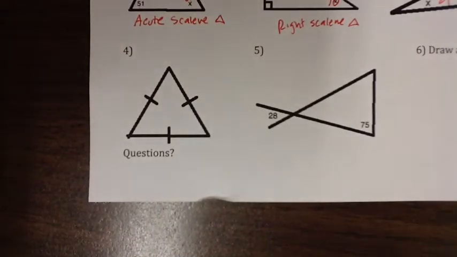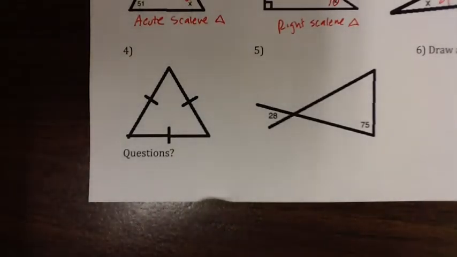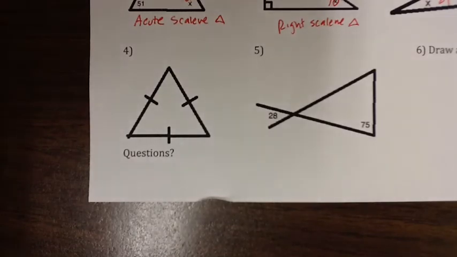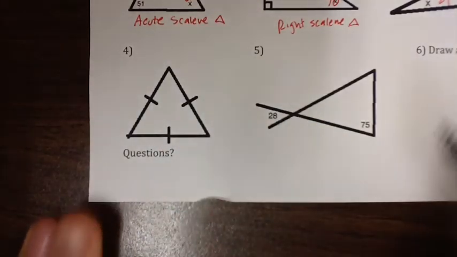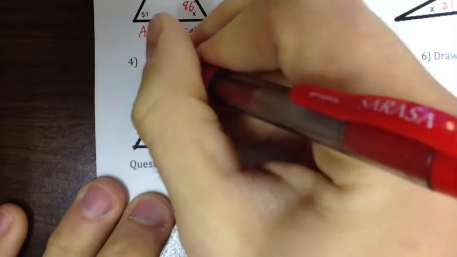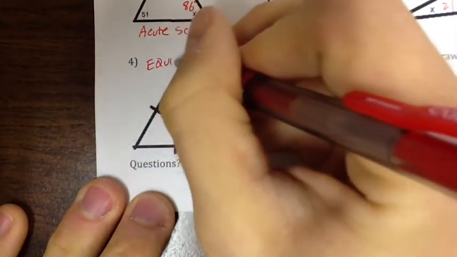All right, number 4. It says find the missing angles. We're not given any information about the angles. Here we're just saying all three of these are the same. And so you should notice right away, okay, this is an equilateral.